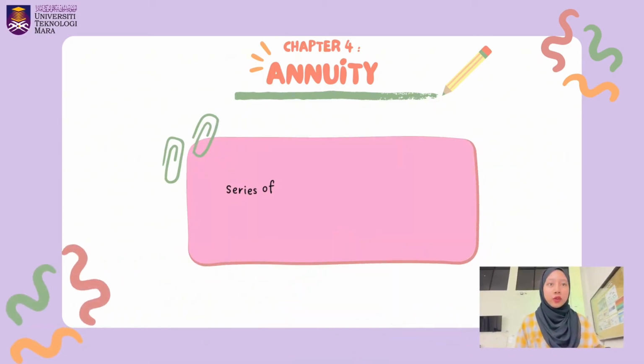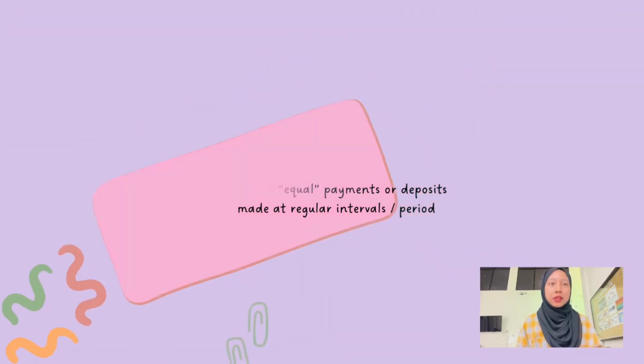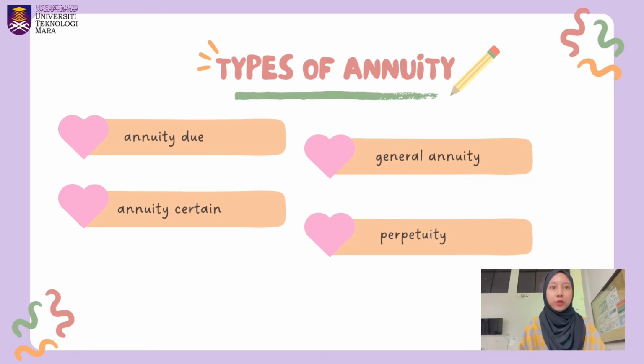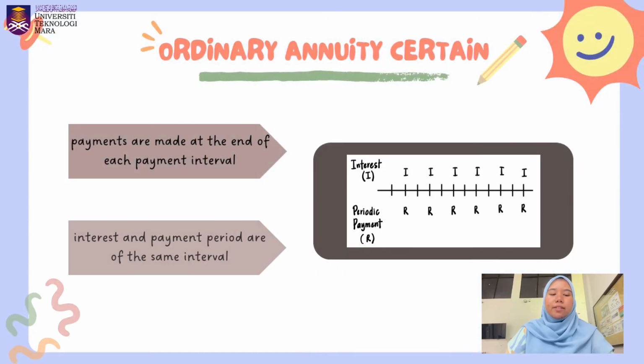Chapter 4. Annuity. Series of equal payments or deposits made at regular intervals or period. There are 4 types of annuity: annuity due, general annuity, annuity certain, and perpetuity. For ordinary annuity certain, the payments are made at the end of each payment interval. Interest and payment period are of the same interval.